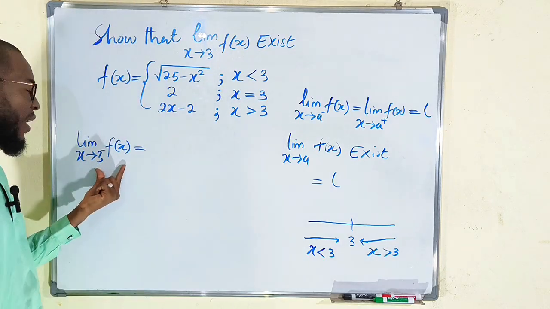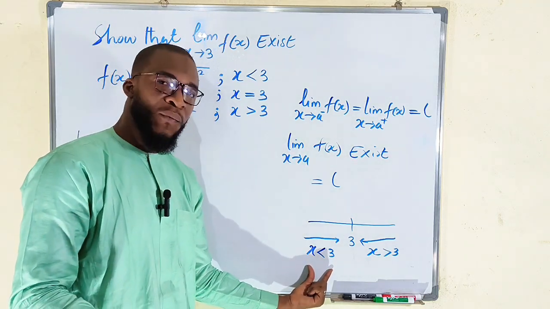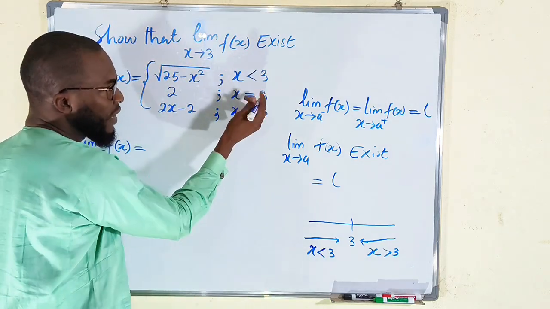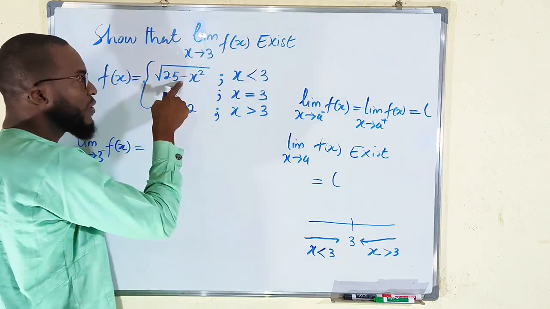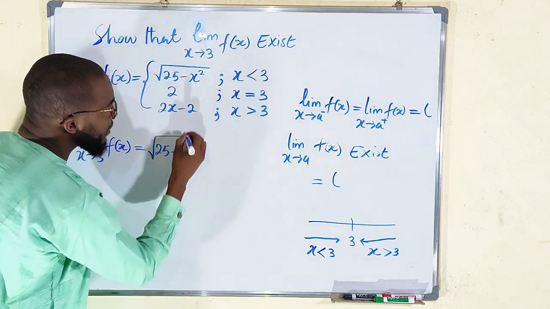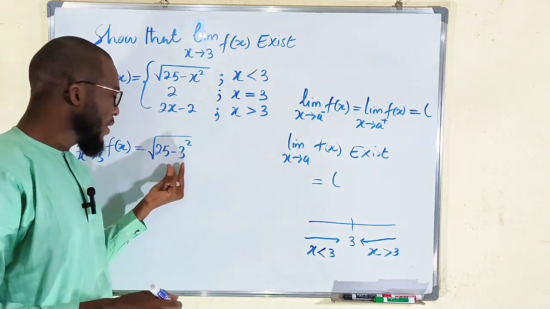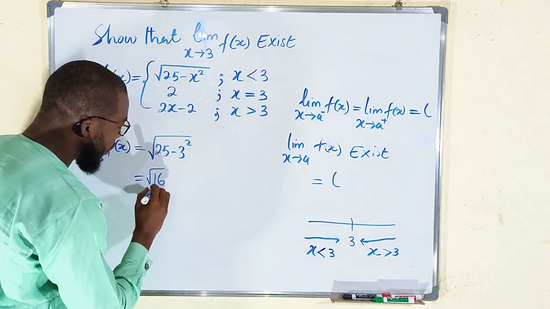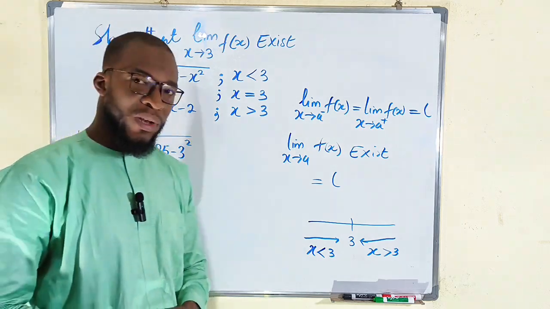So we are evaluating the limit as x approaches 3 from the left hand side, meaning we are considering values of x less than 3. And you can see the condition here, the intervals. This is exactly where x is less than 3. So you use this function. It will be the square root of 25 minus x, which is 3, squared. 3 squared is 9. 25 minus 9 is 16. So this is equal to the square root of 16, which is equal to 4. So we have seen that the left hand side limit is equal to 4.